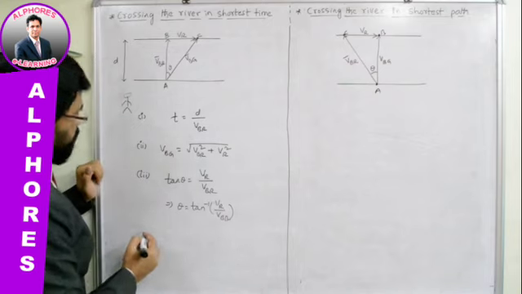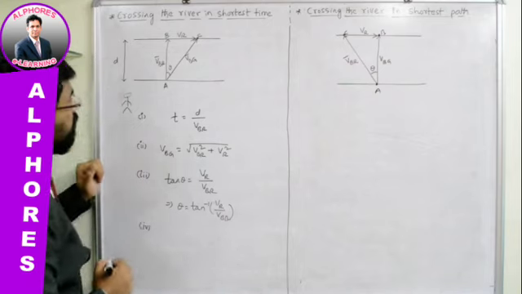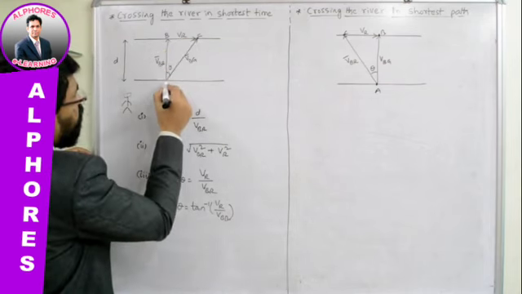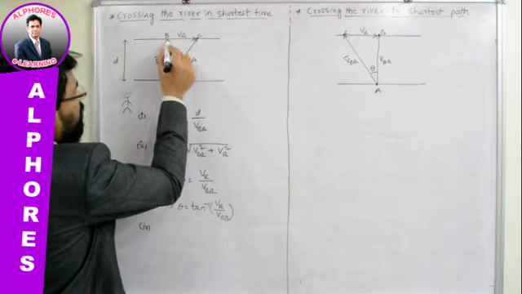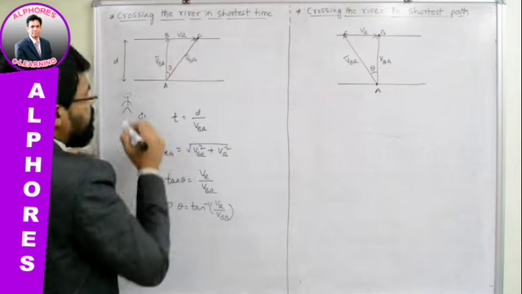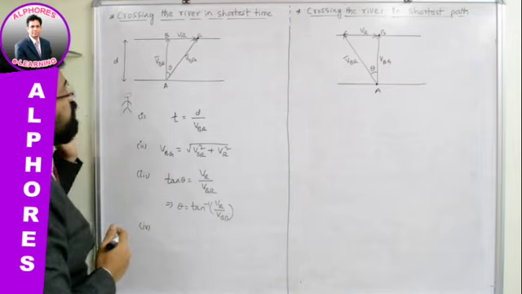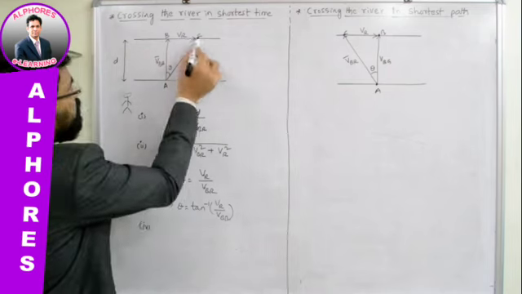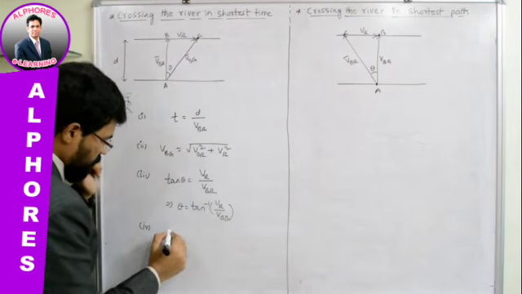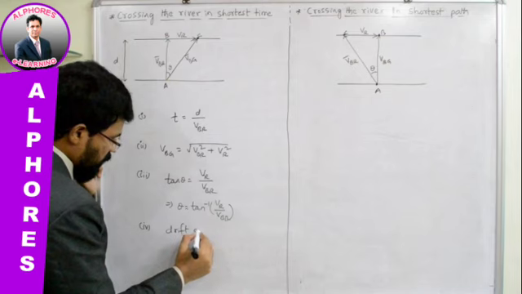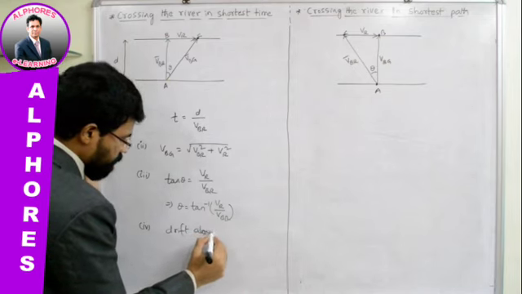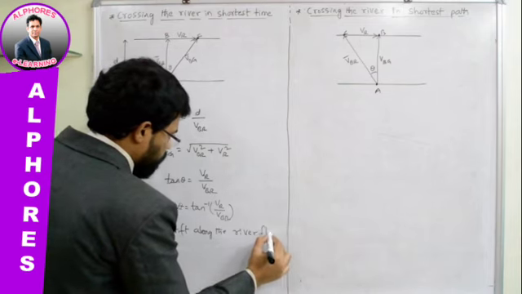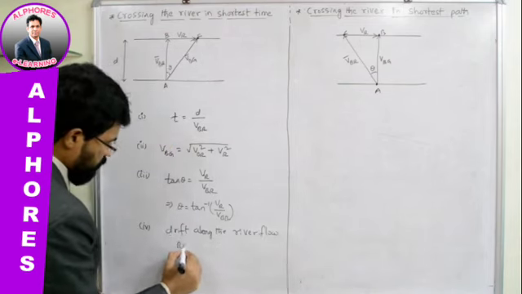The next one is you can also talk about drift. Along the river flow, the boat velocity is maintained along this direction only, but finally it has met the other bank at point C. So along the river flow, how much is the drift? How much is the distance traveled along the river flow? BC. So let us try to find out that BC, the drift along the river flow.